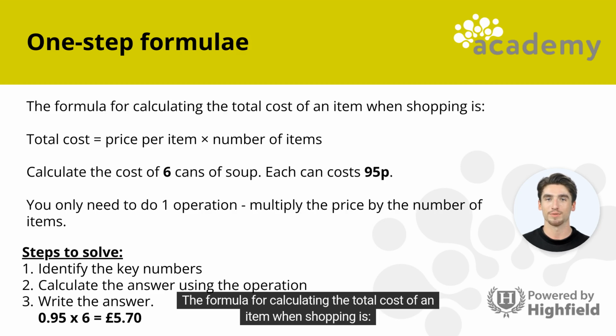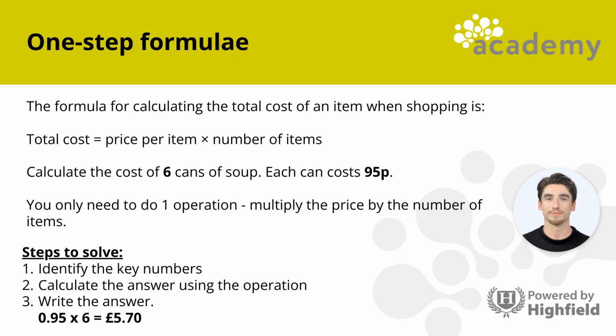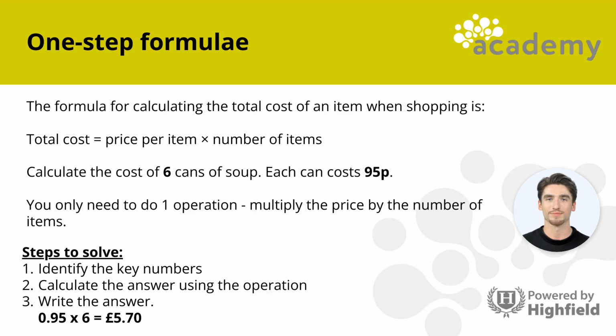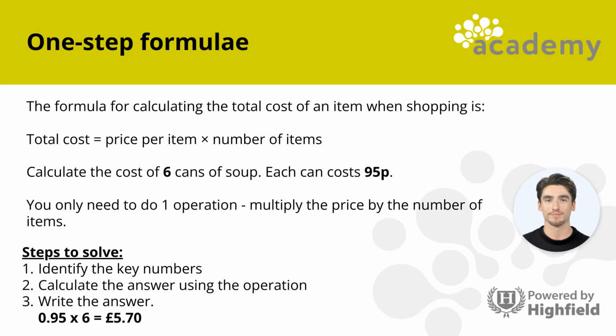The formula for calculating the total cost of an item when shopping is total cost equals price per item times number of items. Calculate the cost of 6 cans of soup. Each can of soup costs 95p. We first need to identify the key numbers and words. We can see that the formula asks for the price per item. Each can of soup is 95p. The formula also requires the number of items. We need to buy 6 cans.